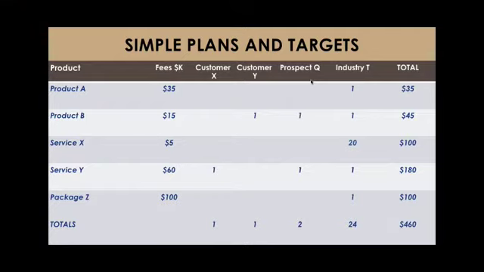Now the figure in the bottom right-hand corner, 460,000, is our revenue target. That's our total revenue target. So you need to understand what your vision is, where you want to take your business, and what that target is for the coming year. Then we break it down by customer and product to give us a nice overview.